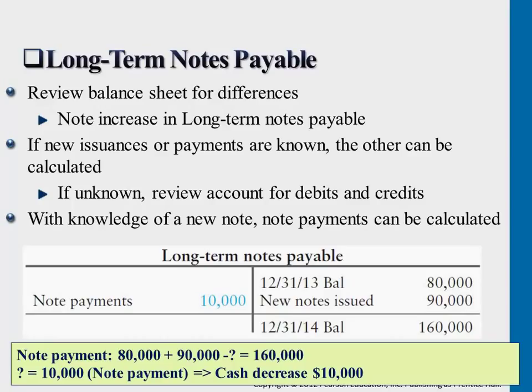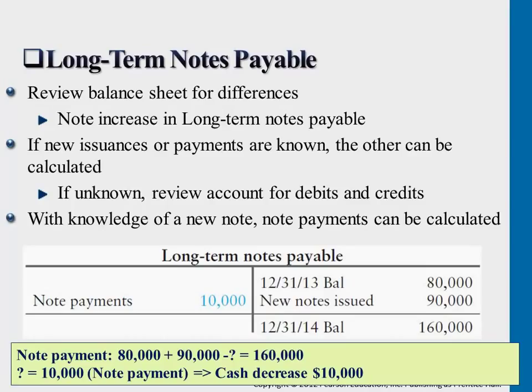Assuming that the problem tells you all three pieces of information here, then you'll be able to figure out what is the payment of notes, $10,000. Okay, so you have the beginning balance, the ending balance, so the problem tells you the new notes that we issued this year are really worth $90,000. Then you know there's $10,000 missing in this entire T account.